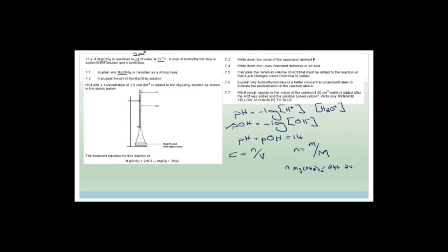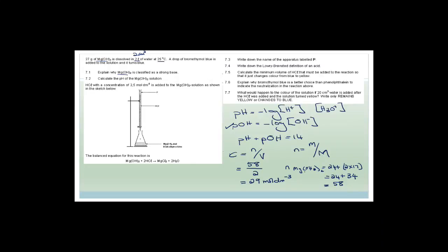So we're going to go 2 times 17, which is 24 plus 34, which is 58. So the molar mass of magnesium hydroxide is 58 grams per mole. Therefore, the concentration is the number of moles, which is 58, over the 2 dm³ container, which is 2. So the concentration is going to be 29 moles per decimeter cubed.